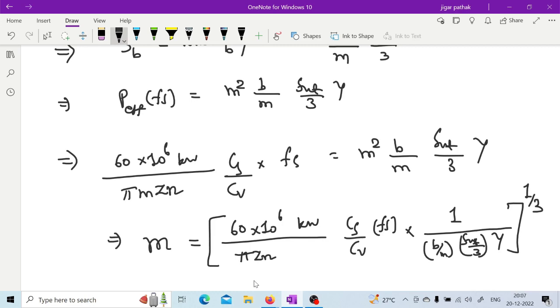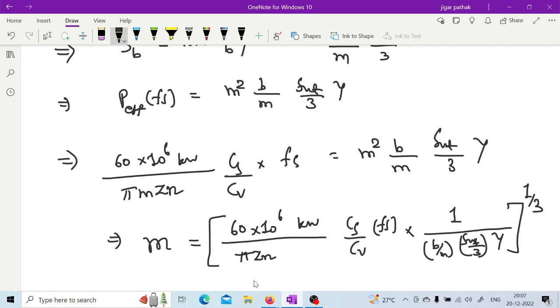Once you have an idea about this, we can also go for wear strength of gear, and then the estimation of module based on wear strength, that we can do.